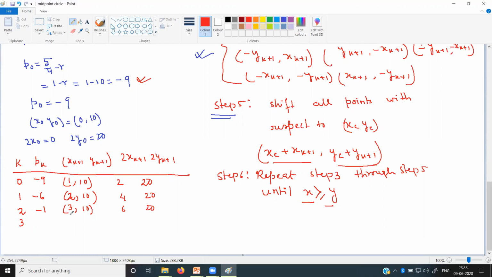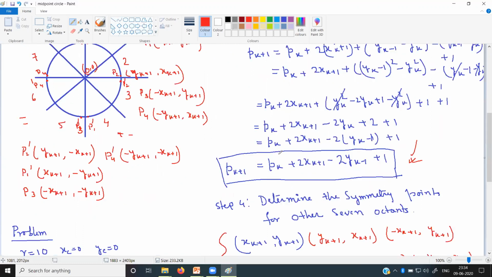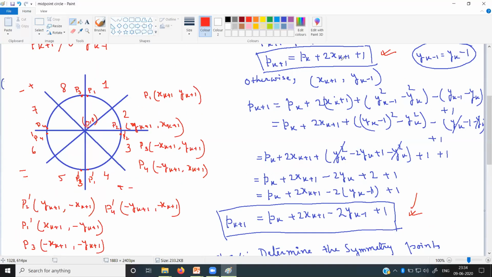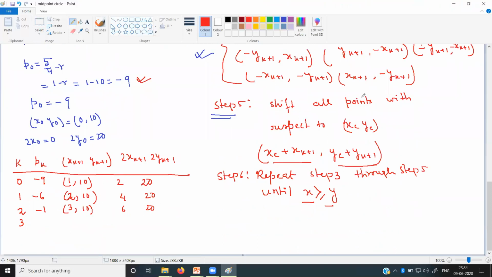So in the third iteration, how is it computed? The same pk plus 1, that is minus 1 plus 12 plus 1. Sorry, minus 1 plus 6 plus 1. So 2xk plus 1 is 6. So minus 1 plus 6 plus 1 means that in the third iteration, the decision parameter will be 6.